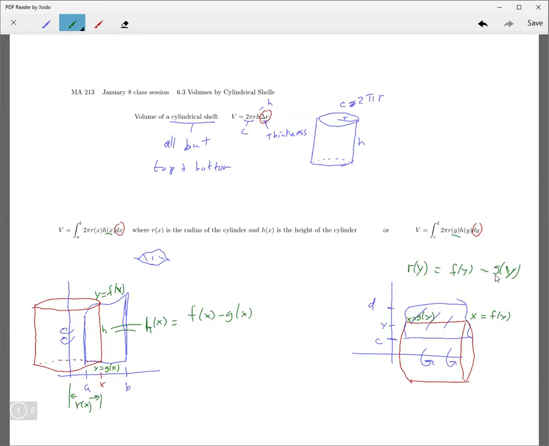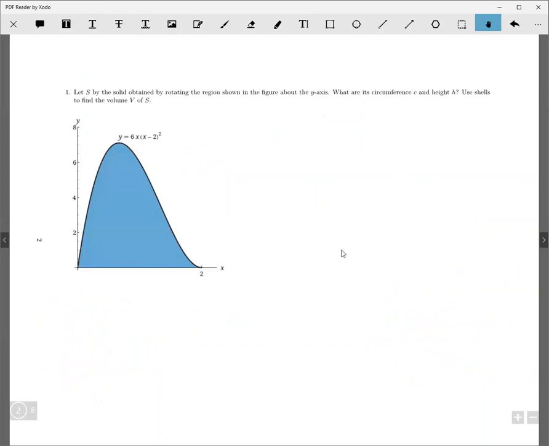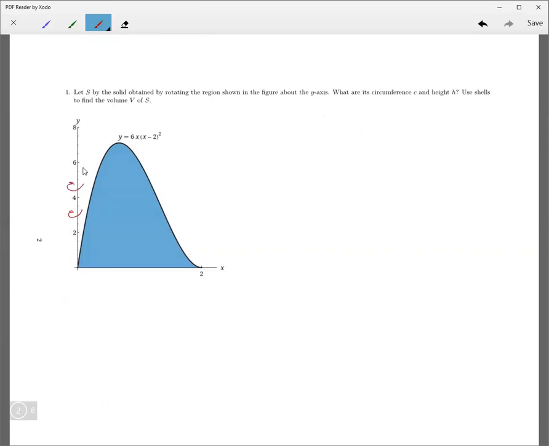Okay, great. So let's go ahead and go to some exercises. So first start with number 1. Let S be the solid obtained by rotating the region shown in the figure about the y-axis. Okay, so this is going to be rotated about the y-axis. Here's the y-axis. You're rotating this figure about the y-axis.